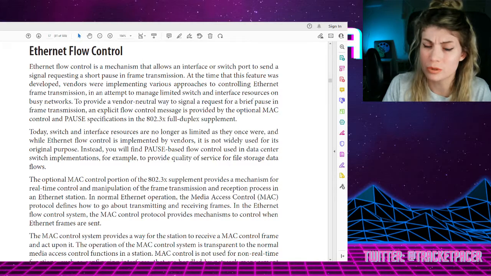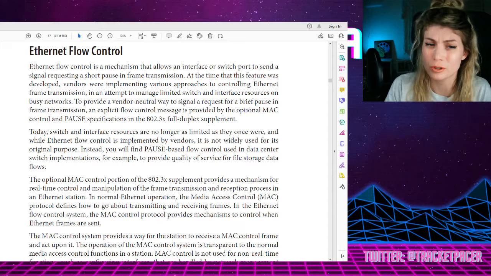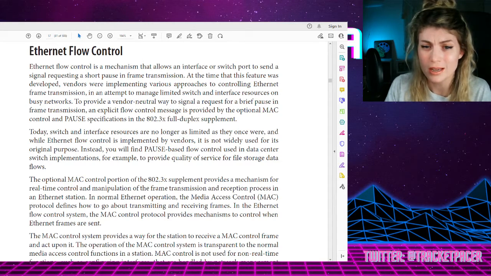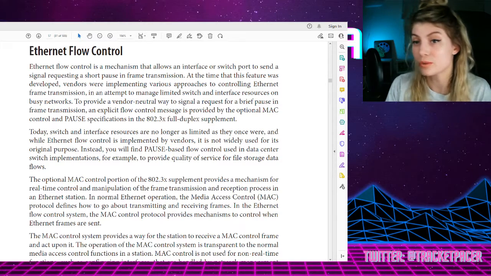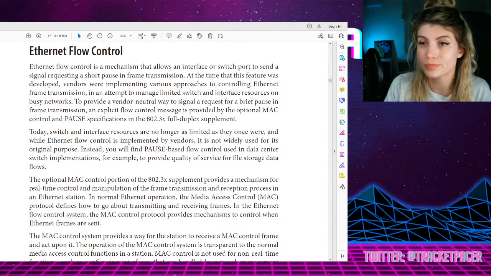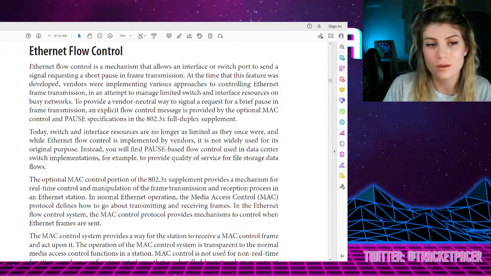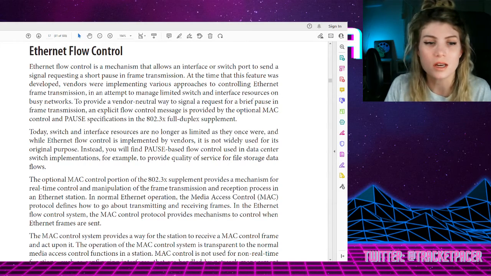Today, switch and interface resources are no longer as limited as they once were. And while Ethernet flow control is implemented by vendors, it's not widely used for its original purpose. Instead, you'll find pause-based flow control used in data center switch implementations, for example, to provide quality of service for file storage data flows. So that's interesting. I don't really understand totally how that works, but I don't know anything about storage, so that makes sense.